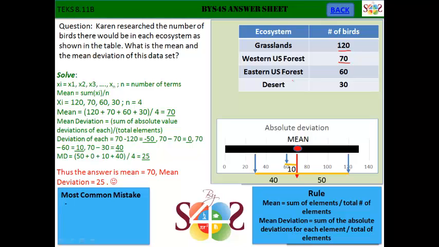TEKS 8.11B. Karen researched the number of birds there would be in each ecosystem as shown in the table. What is the mean and mean deviation of each dataset?